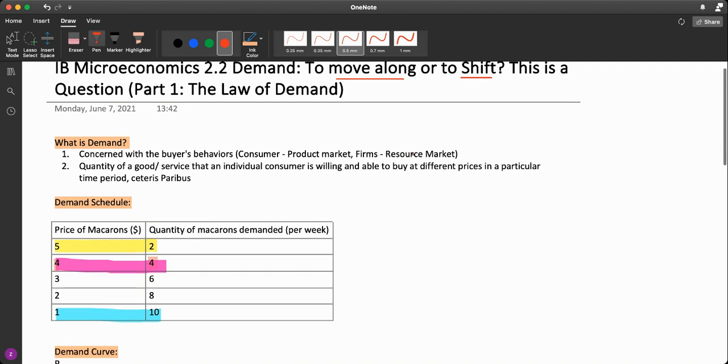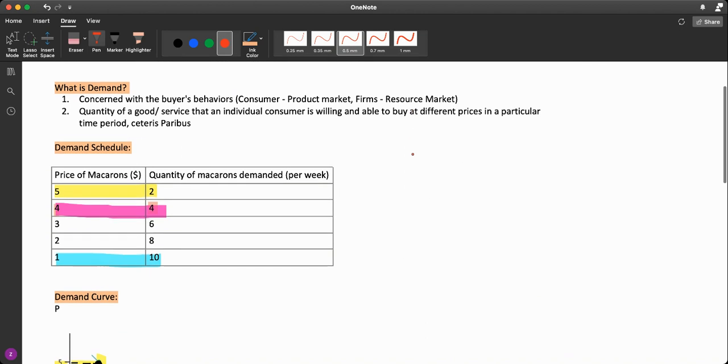Okay, so first thing first, what is demand in economics? It is concerned with buyers' behaviors. So depending on the market that you are looking at, consumers are buyers of goods and services in a product market, and firms are the buyers of factors of production. And that includes land, labor, capital, and technology in resource markets. So to make things simple, our analysis will only focus on the product market.